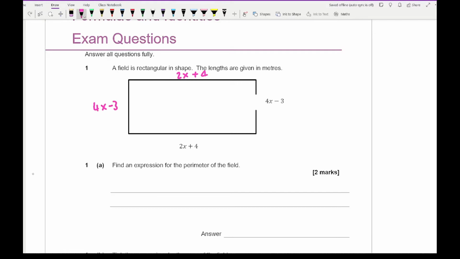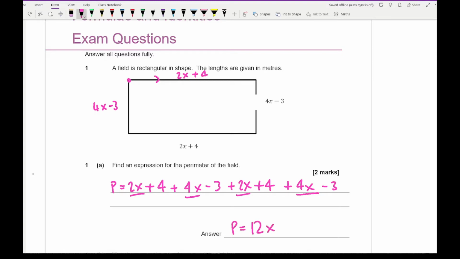To work out the perimeter, we start P and then add all the sides up. If you start in this corner and go in this direction, we've got 2x plus 4 plus 4x minus 3 plus 2x plus 4 plus 4x minus 3. Combining all the x's together, we end up with 12x, so P equals 12x, and then adding the numbers, that's going to be plus 2, and that's in meters.